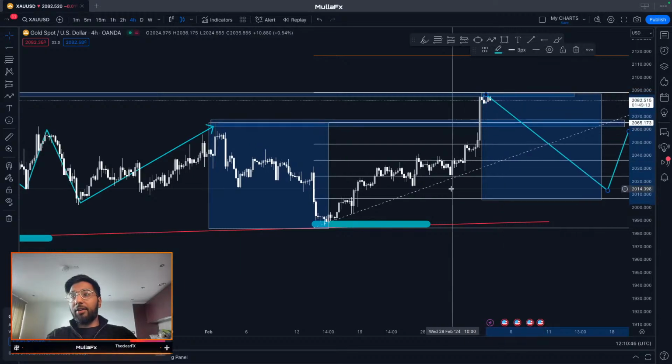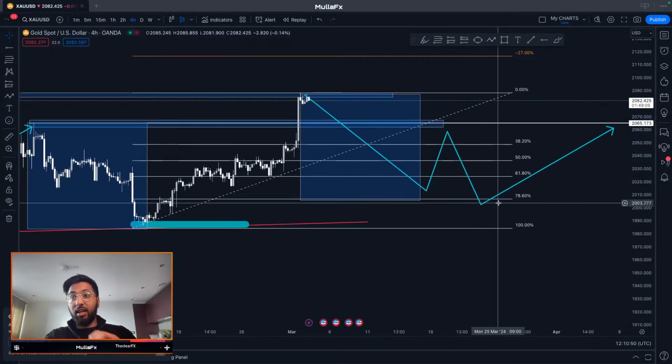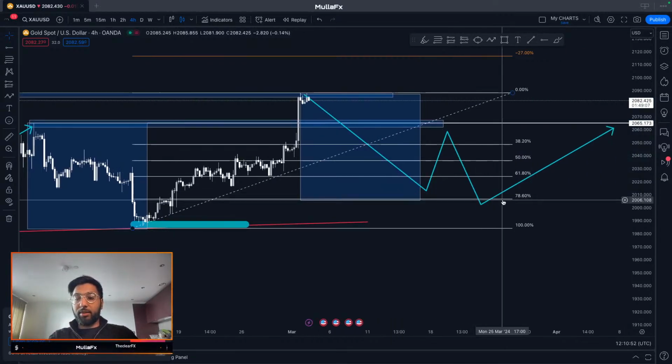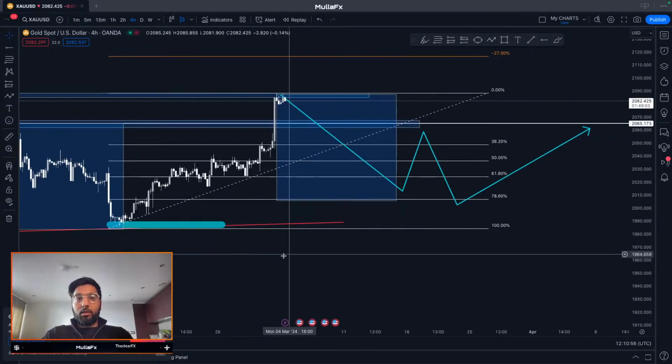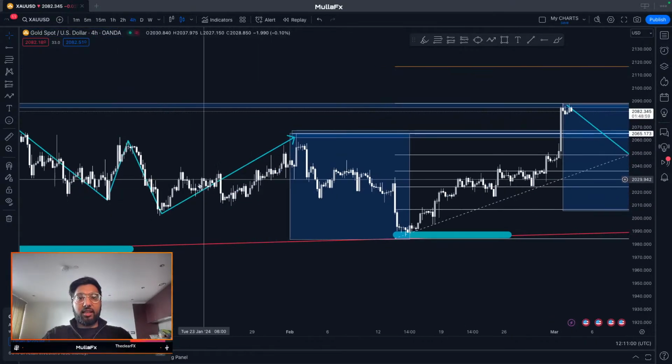Doesn't that line up to my 78 point extension? Can you see that? Doesn't that line up to my 78.6 extension? Do you guys see that vision? Even though we're bullish, do you not think that this is the leg that we could see?